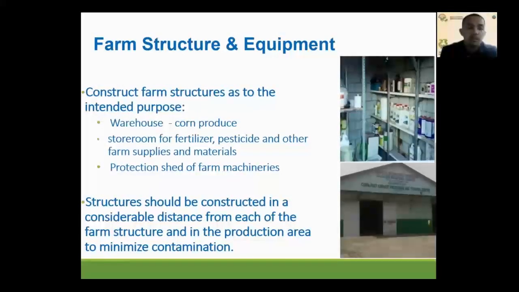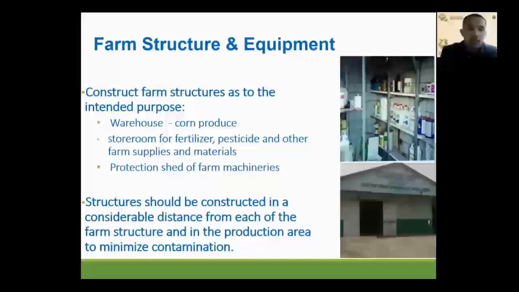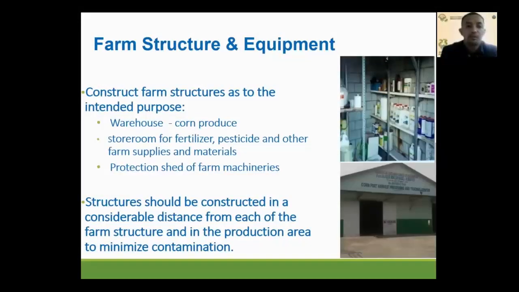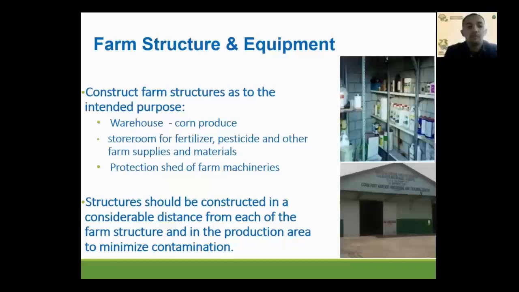So construct farm structures as to the intended purpose: a warehouse intended for corn produce, a storeroom for fertilizers, pesticides, and other farm supplies and materials, and a protection shed for farm machineries. The construction of these structures should be separate, not that one warehouse will be intended for the three purposes, to avoid potential contamination from the machineries, the fertilizer, pesticides, and other farm supplies. Structures should be constructed at a considerable distance from each other and from the production area to minimize contamination.